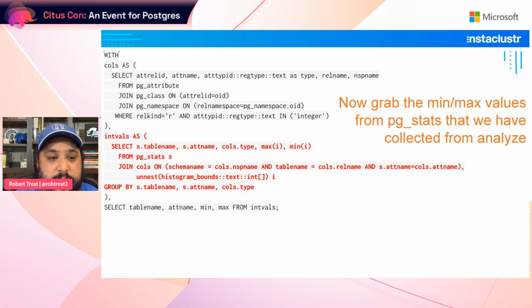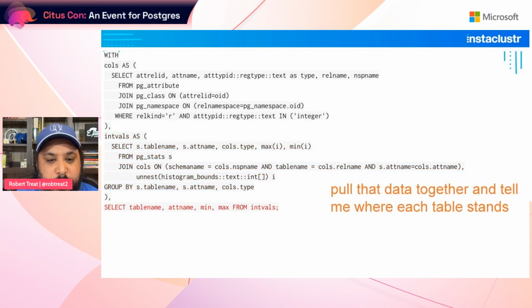Once I have that list, I can go look in the statistics table that Postgres gathers to understand the shape of your data for query planning. And I can use that information to get an upper and a lower bound of where Postgres thinks the data lives in your table, and then use that to build a report to give me the table, the attname, which is your column name, and then the min and the max values from those.